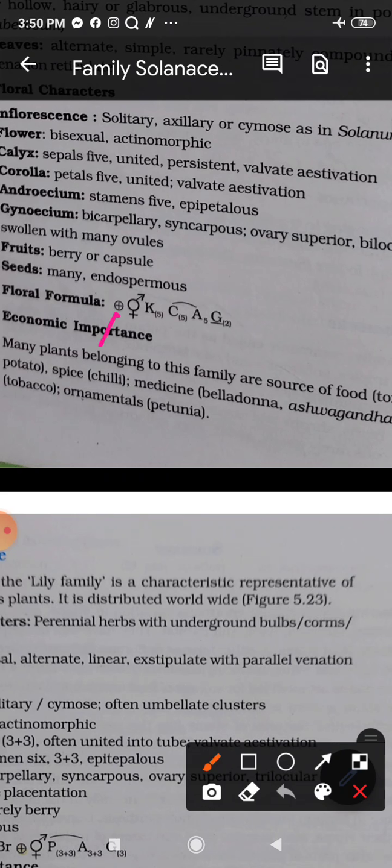bicarpellary. 2 carpels are present and both the carpels are fused. Right? And this line underneath, that is G with a bar below, shows that the ovary is superior. So by just this simple formula you can explain all these things.